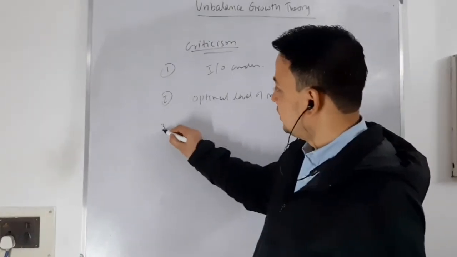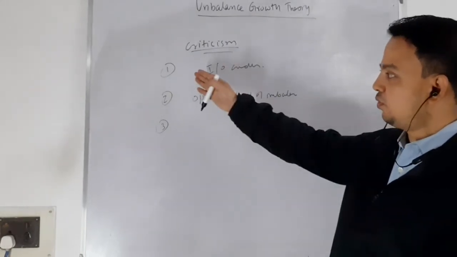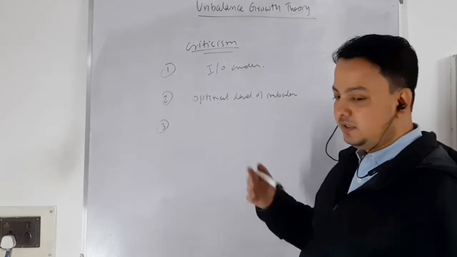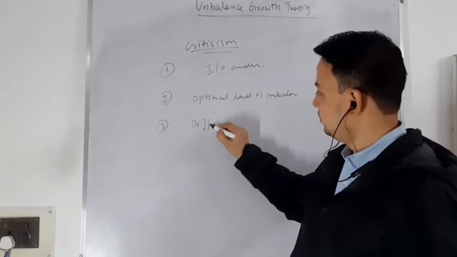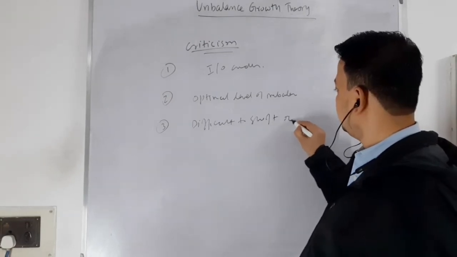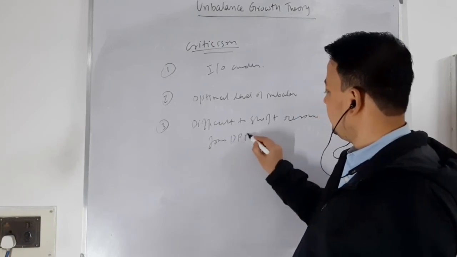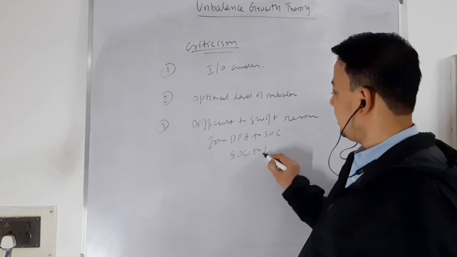Third thing, he has said that we can shift resources from direct productive activity to social overhead capital. But in a realistic picture, it is difficult to shift resources, from direct productive activity to social overhead capital, and from social overhead capital to direct productive activity.